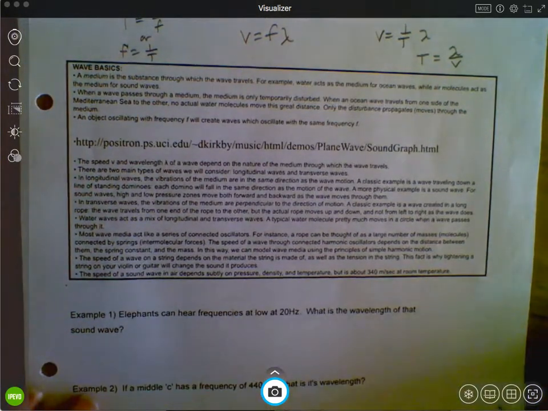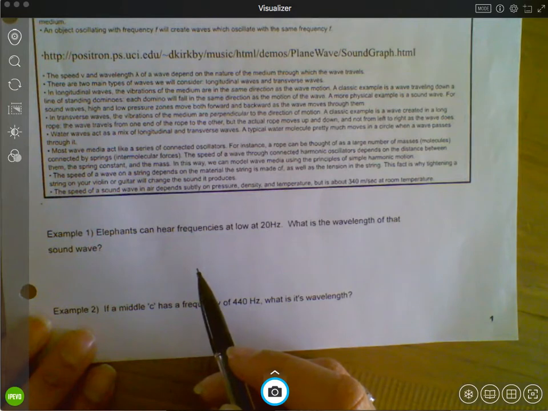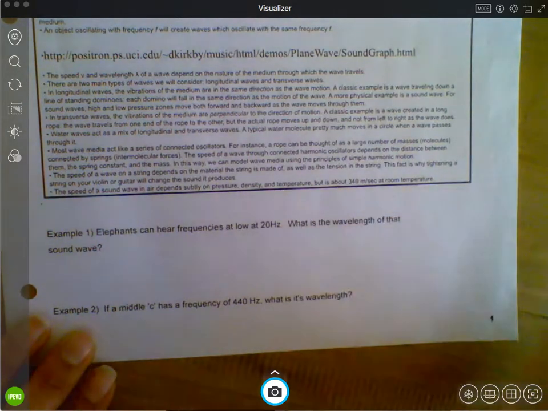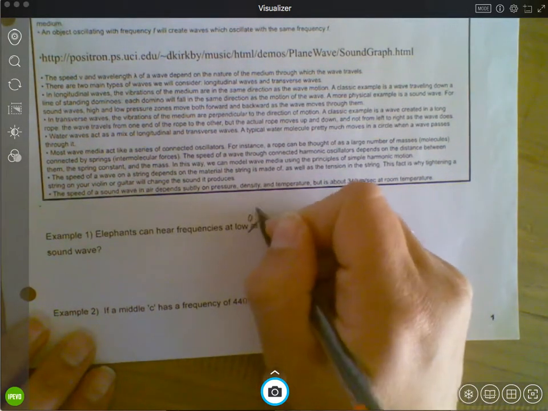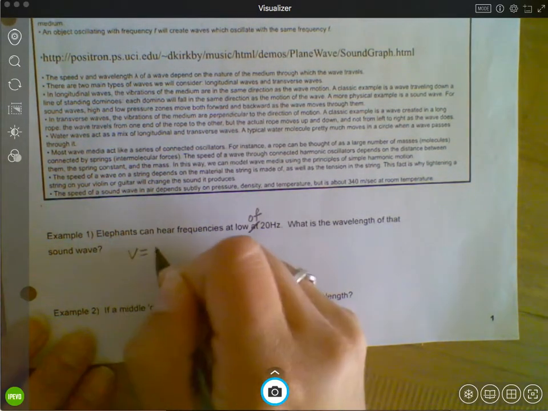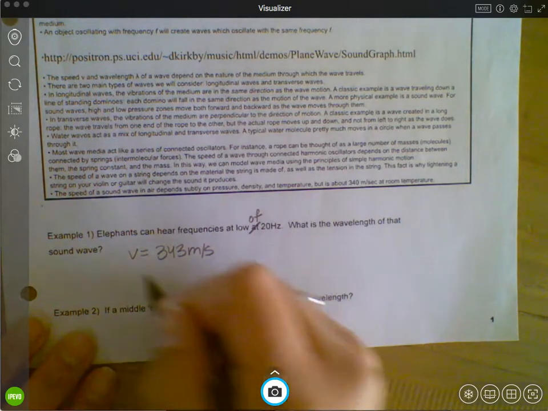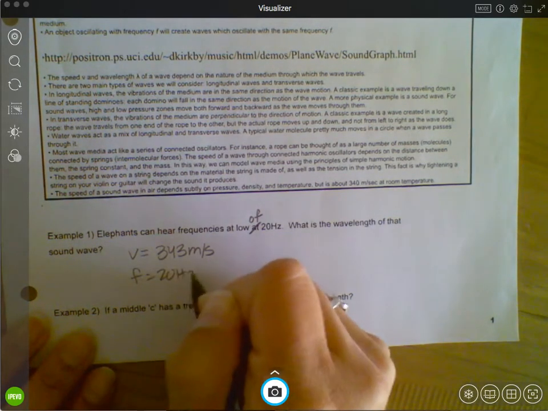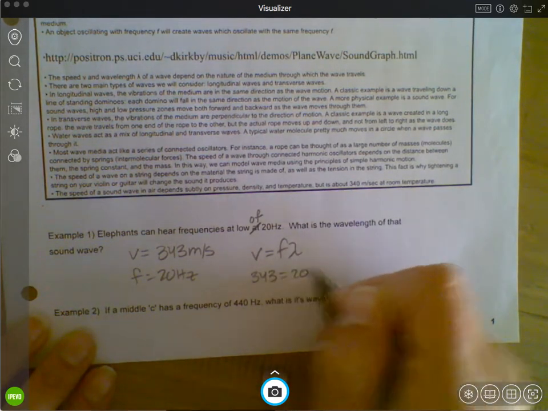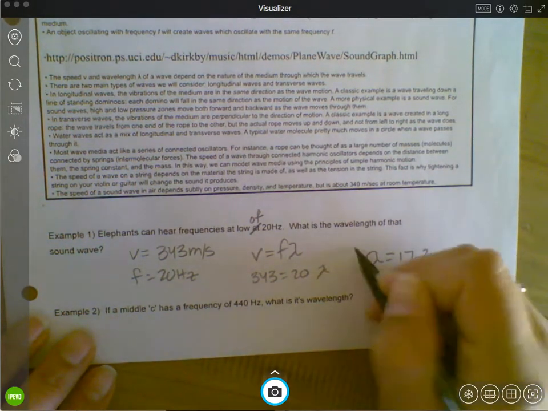So let's go through an example based on the stuff we did last time, okay? Elephants can hear frequencies as low as 20 hertz. What is the wavelength of that wave? We know that sound waves in air travel at 343 meters per second. We assume air is about 20 degrees Celsius. If we know the frequency is 20 hertz, then we're looking for wavelength. We use this equation: 343 equals 20 times the wavelength. If you divide, you get the wavelength equals 17.2 meters. Okay.